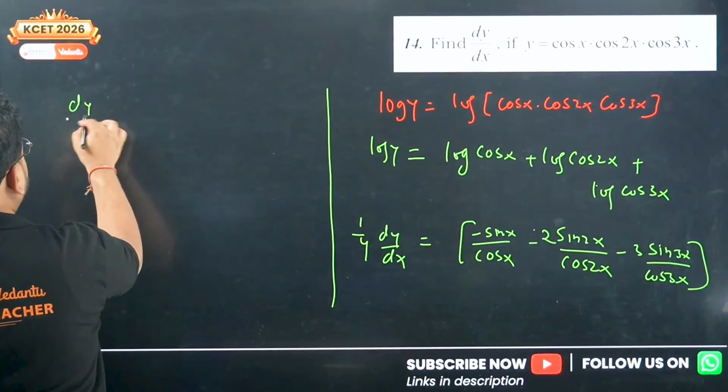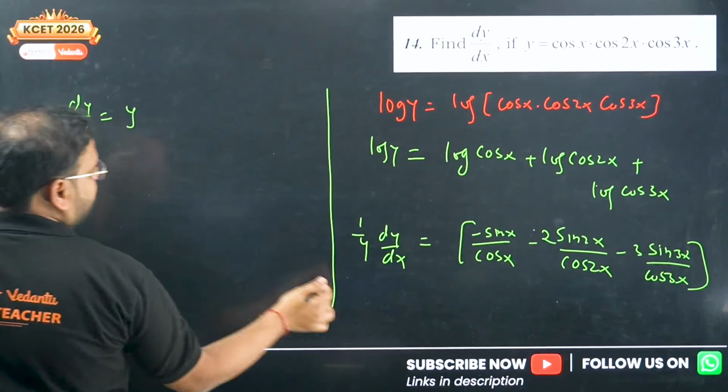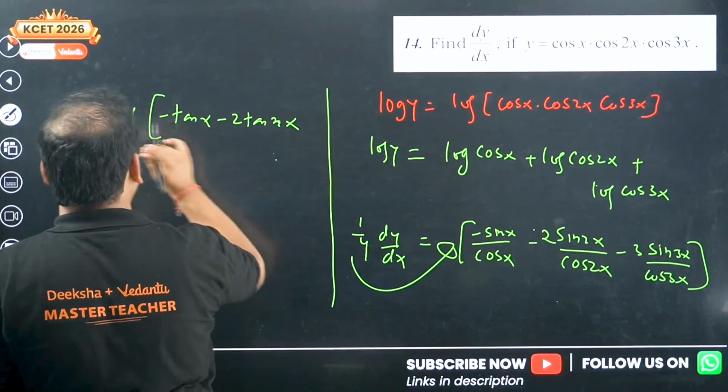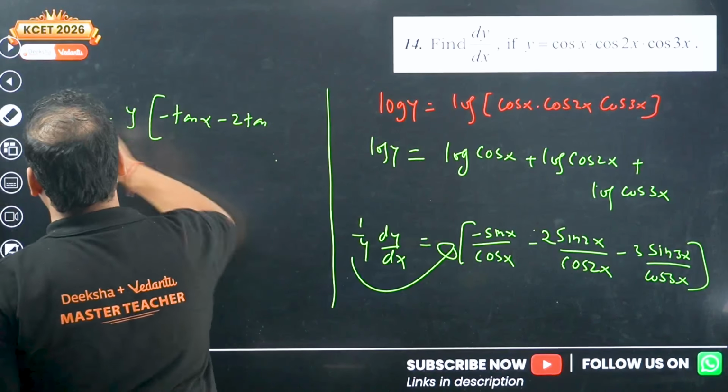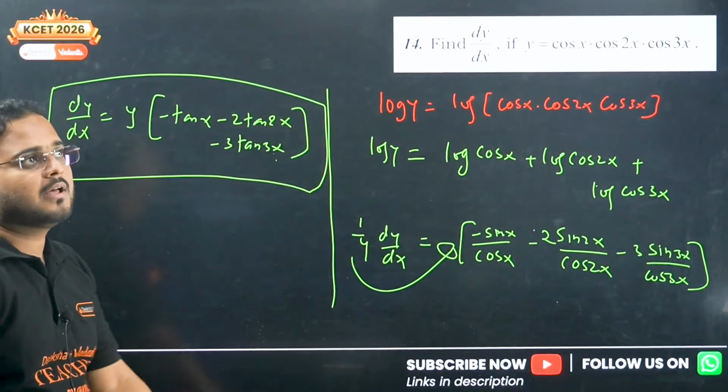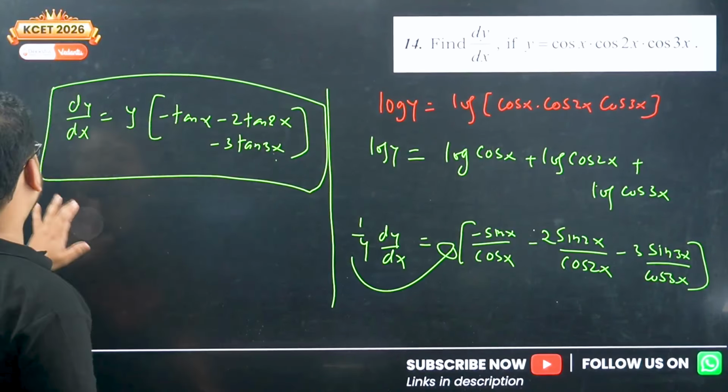You will have dy by dx as y. This y will go on this side, so y into minus tan x minus 2 tan 2x, excuse me, minus 2 tan 2x minus 3 tan 3x. That's your final answer. Put the value of y back in as cos x into cos 2x into cos 3x. Put the value of y as cos x, cos 2x and cos 3x. Fair enough? Clear? Next question.